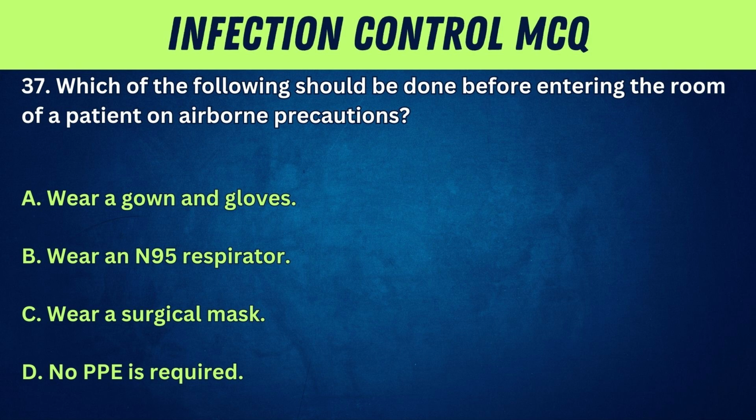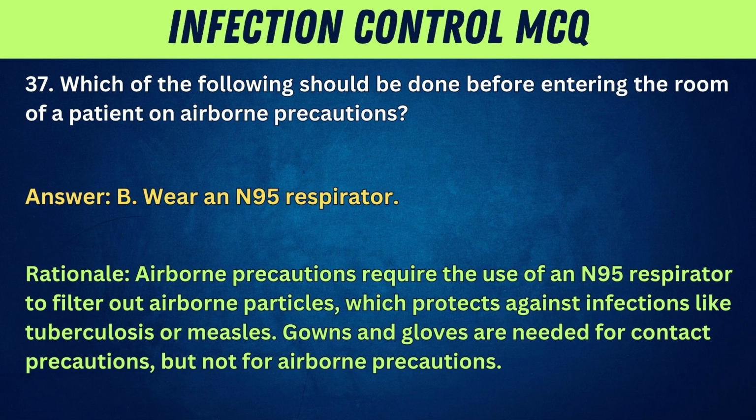37. Which of the following should be done before entering the room of a patient on airborne precautions? A. Wear a gown and gloves. B. Wear an N95 respirator. C. Wear a surgical mask. D. No PPE is required. Answer: B. Wear an N95 respirator. Rationale: airborne precautions require the use of an N95 respirator to filter out airborne particles, which protects against infections like tuberculosis or measles. Gowns and gloves are needed for contact precautions, but not for airborne precautions.